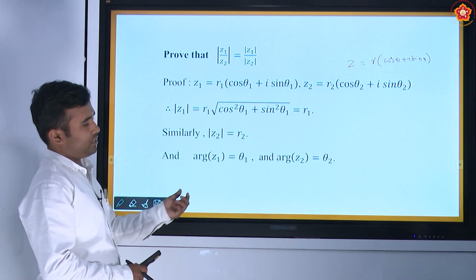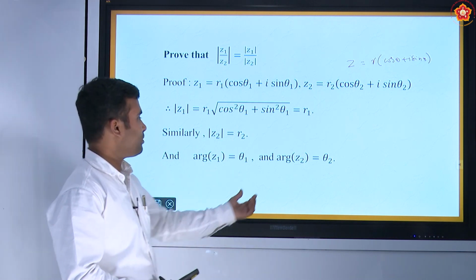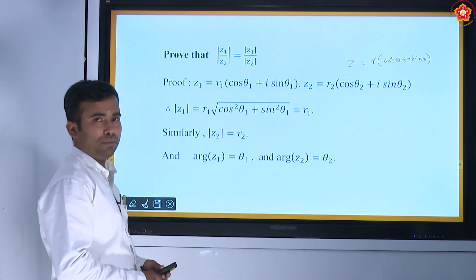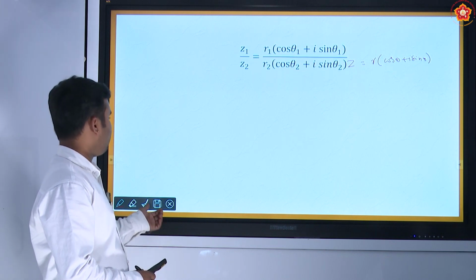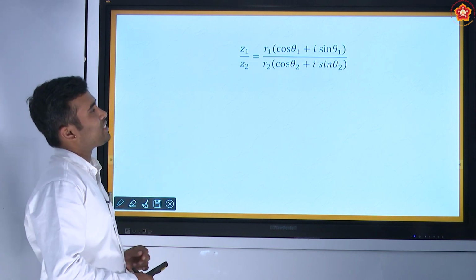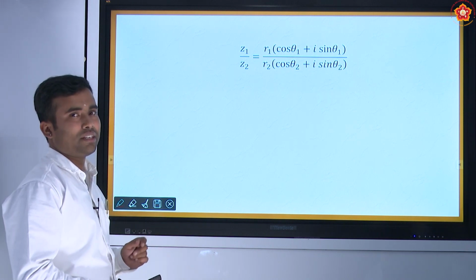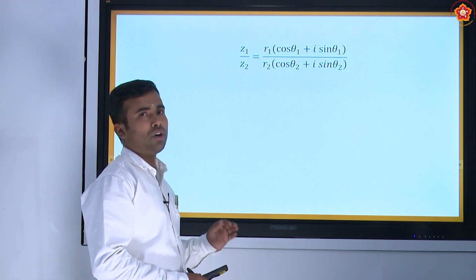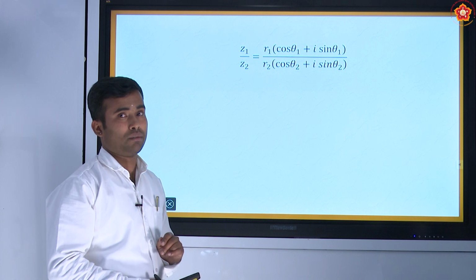The next one, argument of Z1 is equal to theta 1, to find the angle. Argument of Z2 is obviously equal to theta 2. Next, Z1 by Z2 is equal to, what is Z1? r1 into (cos theta 1 plus i sin theta 1), and Z2 is r2 into (cos theta 2 plus i sin theta 2). So here is a division of two complex numbers.